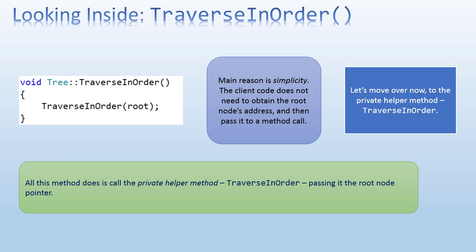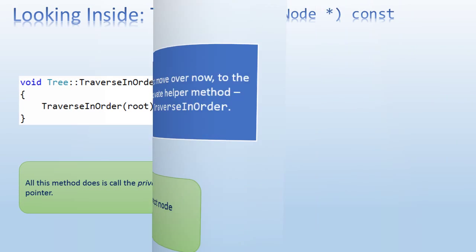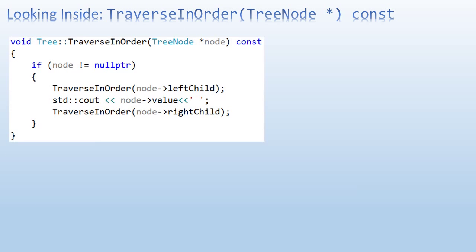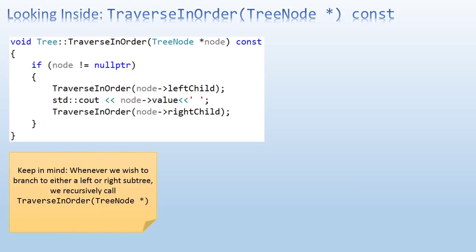Now let's look over at the private method. This method, traverse in order, is actually an overload of the public method. The reason the compiler can distinguish them is because this version takes an extra parameter, a tree node pointer to the root node. Remember, the root node can either be the root node of the entire tree or the root node of a subtree. In this method, we'll use recursion to move down the left or right subtree.